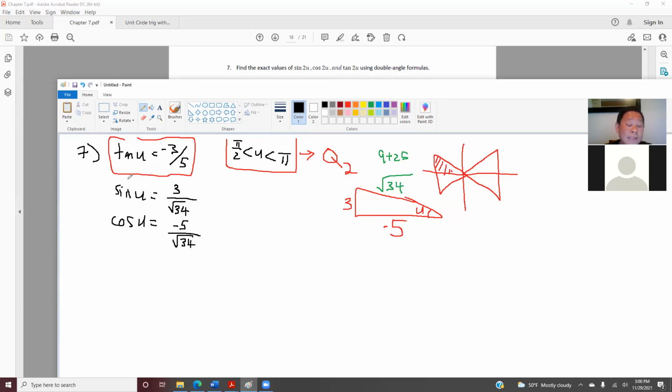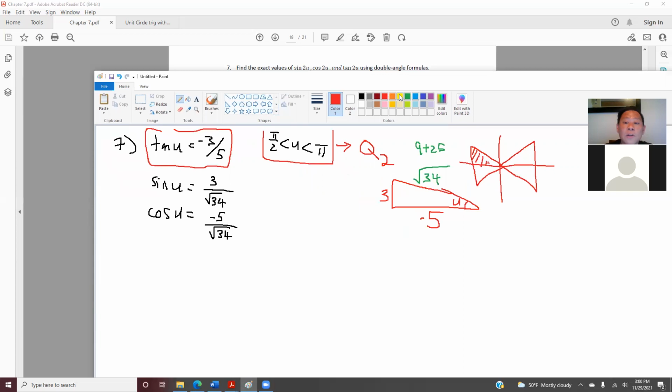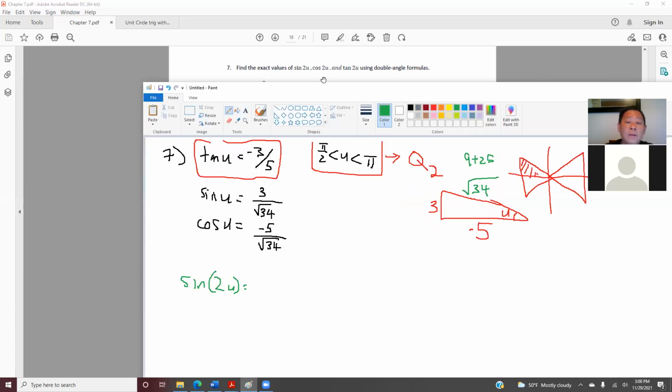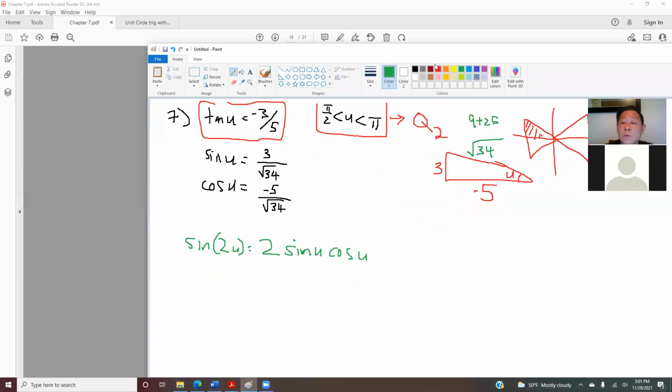So yes, what you learned in chapter 6, the SOHCAHTOA, will be used again here. Now the question wants us to find sine 2u. What we did here is just getting ready all the goodies. Now we can use this to find sine 2u. The formula for sine 2u is 2 sine u cosine u. So I will replace the sine u and the cosine u over here.